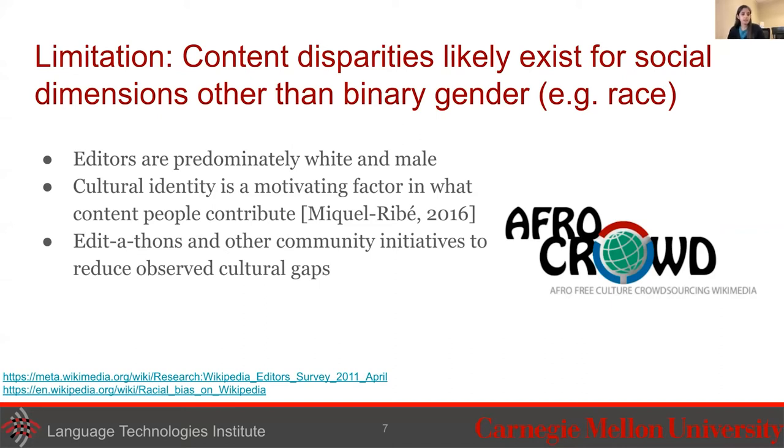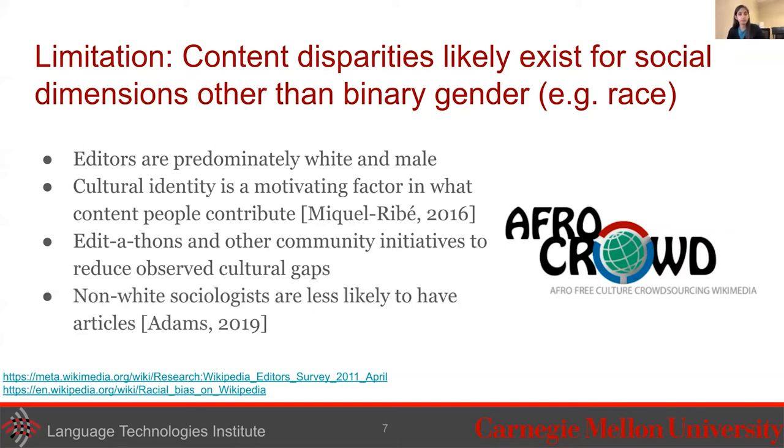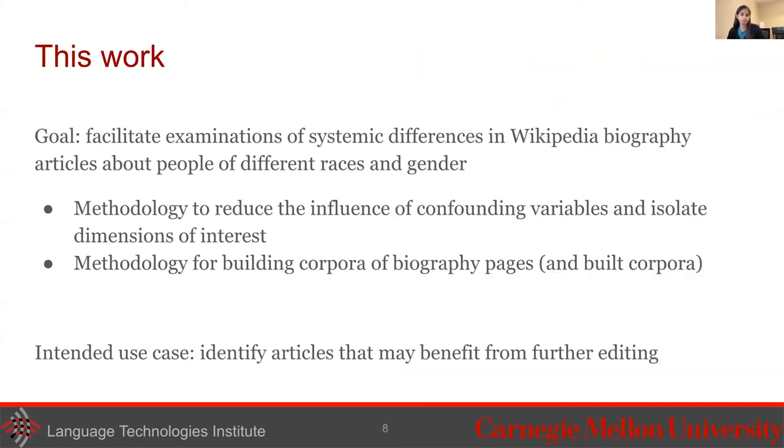Additionally, outside of the academic research community, there have been observed differences in the type of content about people of different races, and this has led to editathons to try to correct these disparities. And finally, what little work has been done in the academic community has suggested that non-white people are likely to have content disparities on Wikipedia. So our goal in this work is to develop methods that facilitate examining systemic differences in Wikipedia biography pages about people of different genders and races.